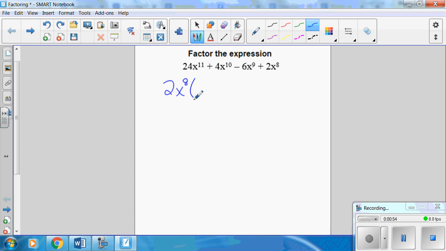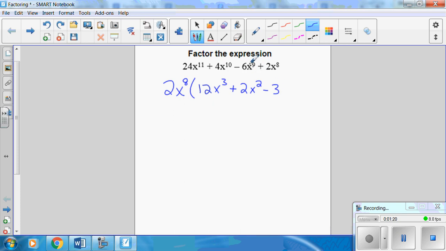Okay, so now let's see what we get. 2 times what gives us 24? That's 12. Now we divided out 8 x's. We had 11 to start, so we have 3 left over. 2 times what gives us 4? That would be plus 2 here. And then we divide out 8 x's from 10 x's, so we get x to the second. Take negative 6 and divide by that 2, and you get negative 3.